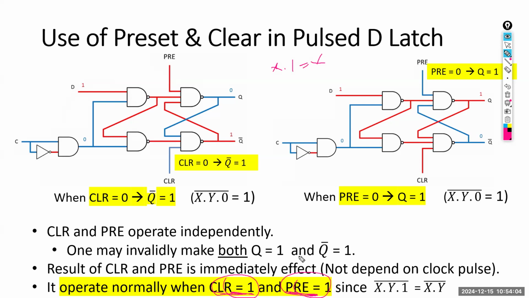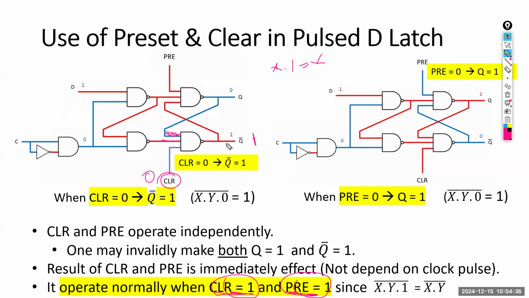But if you want to make your Q bar 1 without considering any of these, at any time you want to instantly make Q bar 1, what you need to do is make clear 0. Because something dot 0 is 0, 0 bar is 1, regardless of these things. These two inputs, something dot 0 is 0. That is for n, but this is NAND.